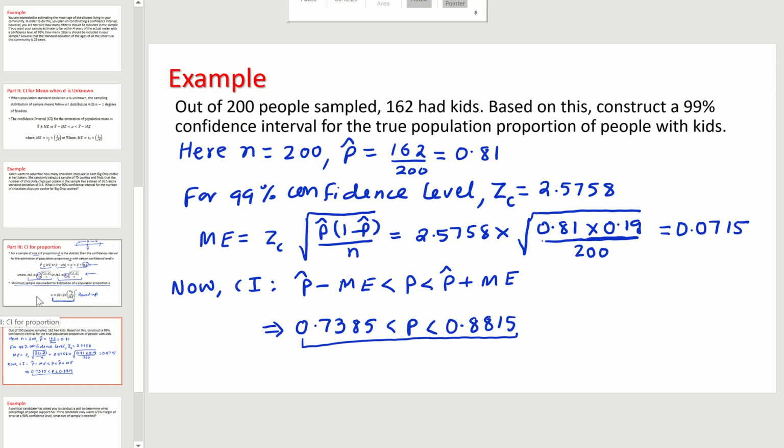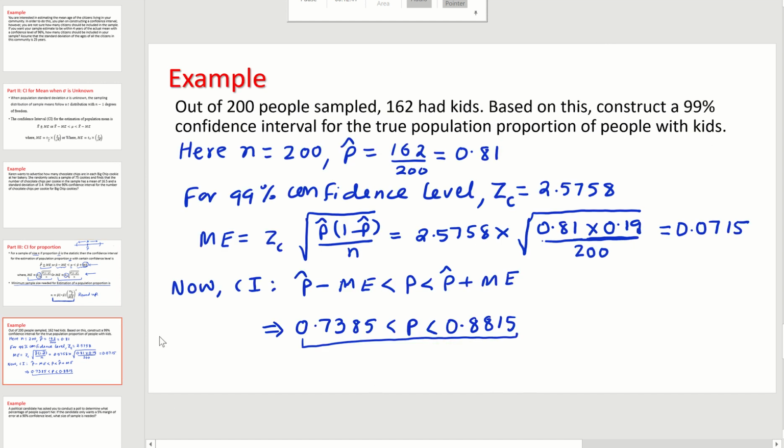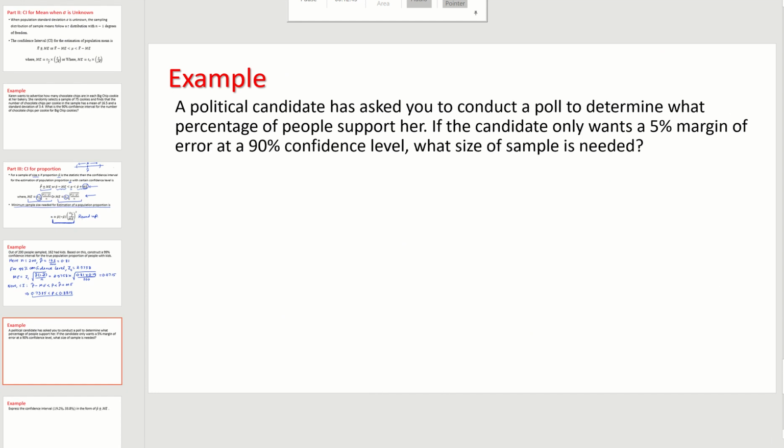Let's work on a few more examples, because if you go back and look at the theory that we have studied, we learn how to find the sample size to estimate the population proportion. So let's take an example based on that. A political candidate has asked you to conduct a poll to determine what percent of people support her. If the candidate only wants a 5% margin of error at a 90% confidence level, what size of sample is needed?